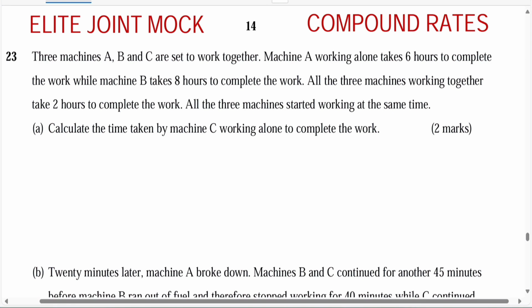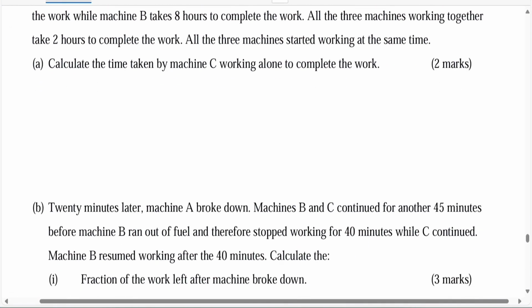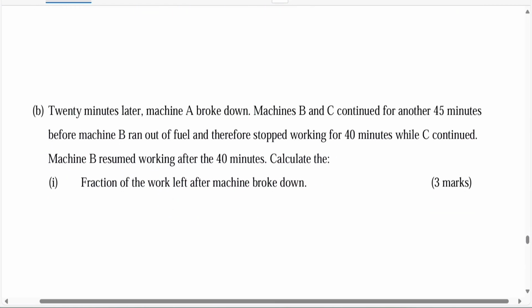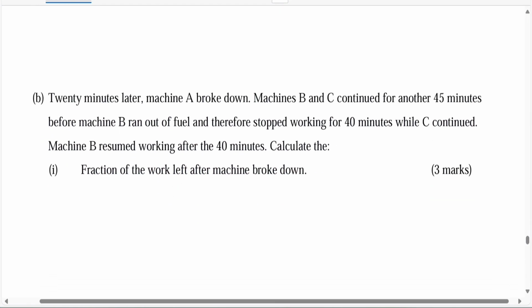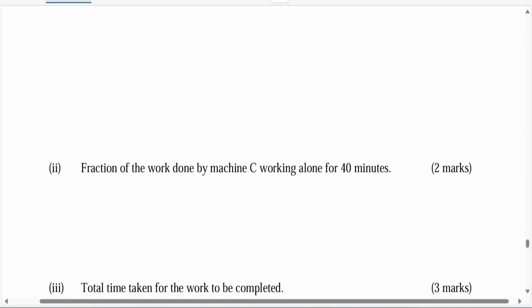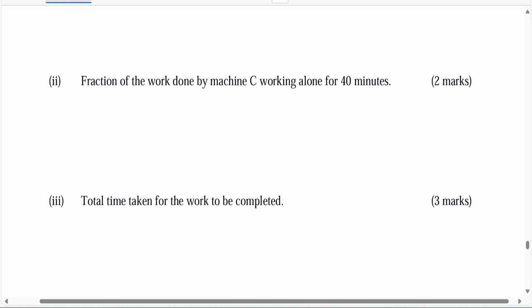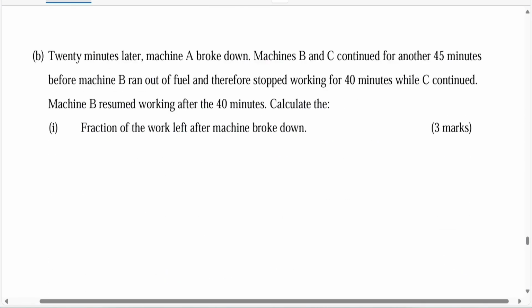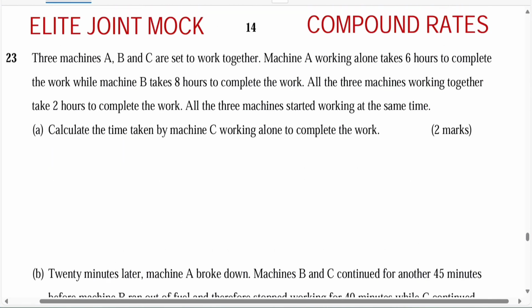Question B. 20 minutes later, machine A broke down. Machines B and C continued for another 45 minutes before machine B ran out of fuel and therefore stopped for 40 minutes while C continued. Machine B resumed working after the 40 minutes. Calculate: Roman 1, the fraction of the work left after machine A broke down; Roman 2, the fraction of the work done by machine C working alone for 40 minutes; and Roman 3, the total time taken for the work to be completed. Very simple question.